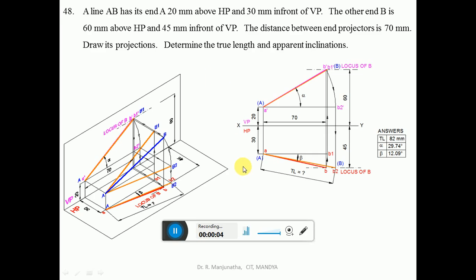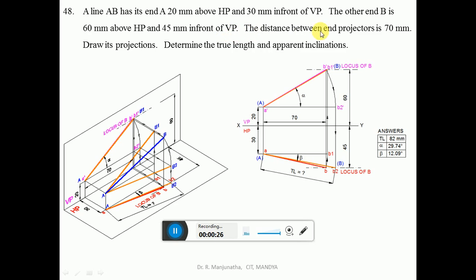A line capital AB has its end A 20 mm above HP and 30 mm in front of VP. The other end B is 60 mm above HP and 45 mm in front of VP.